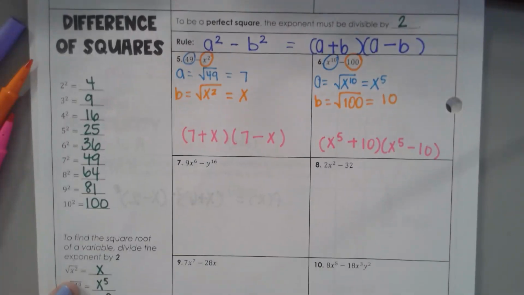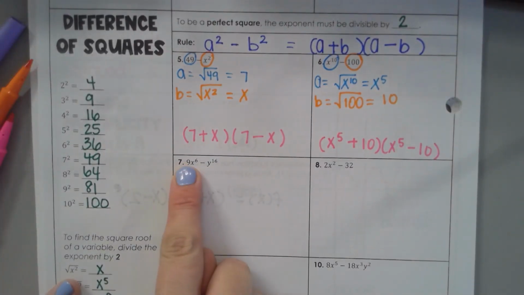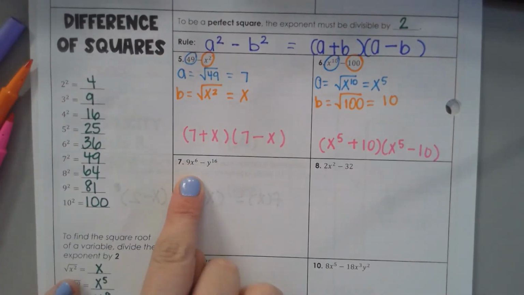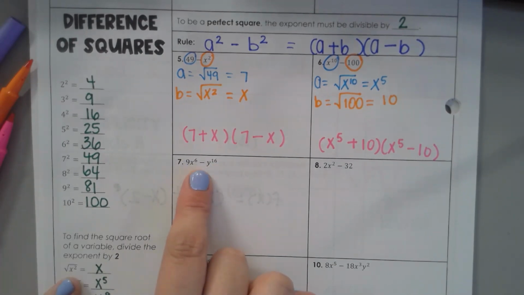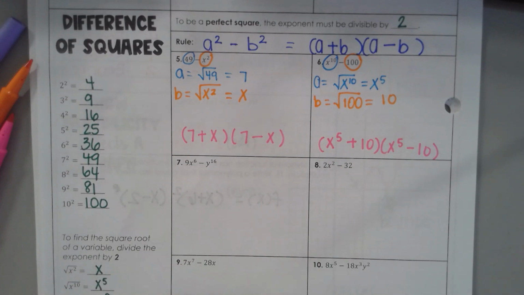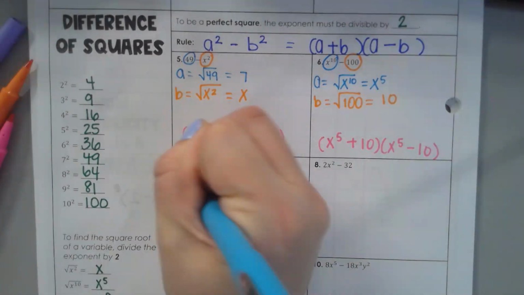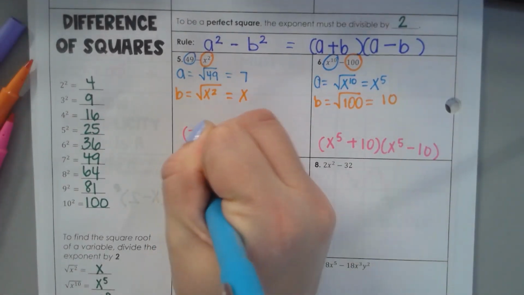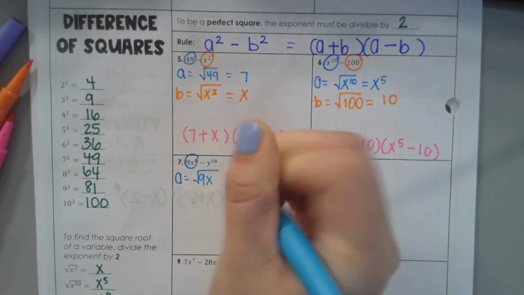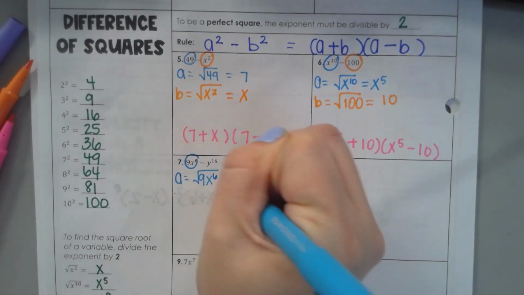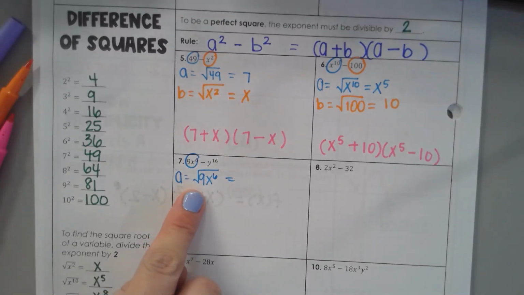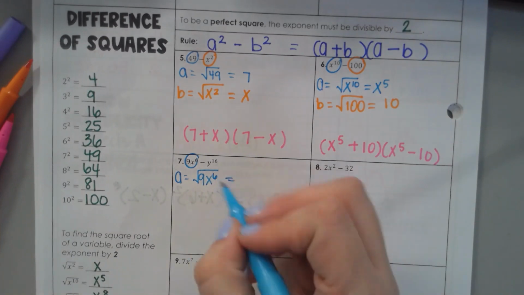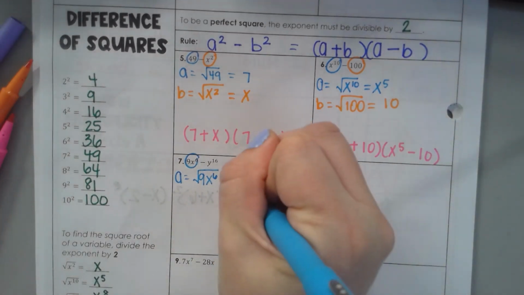Number 7, look for a GCF. Those are totally different letters, so there is no GCF. So for my A, I'm going to take the square root of 9x to the 6th. So it would be 3x to the 3rd. Yep, you take the square root kind of separately.